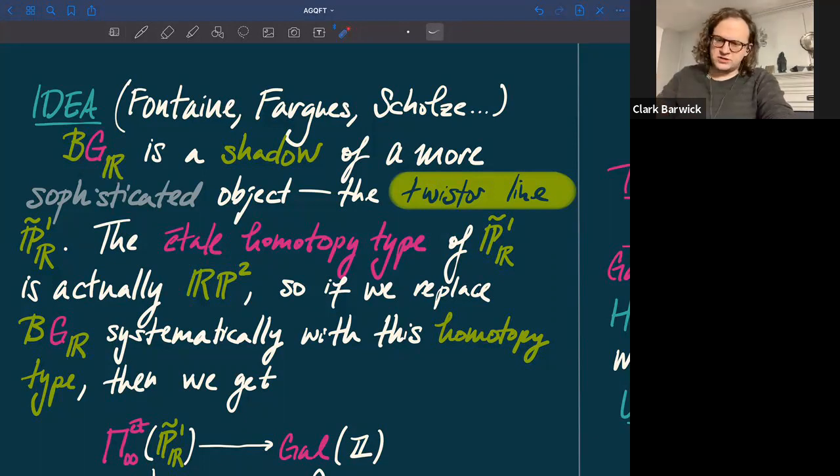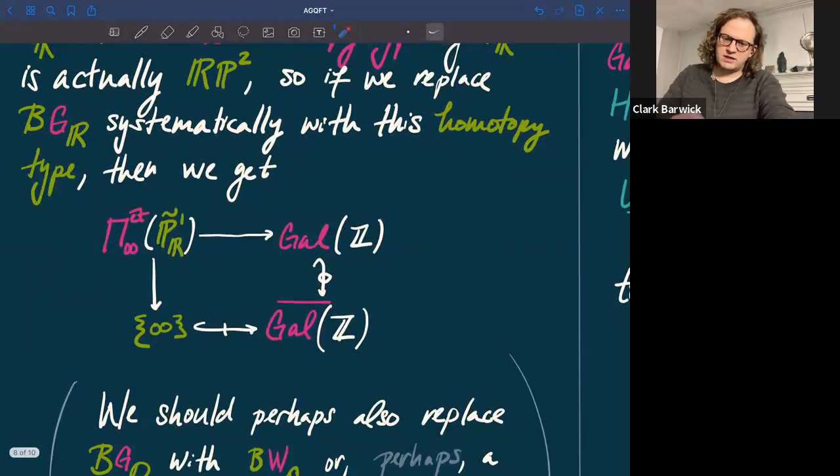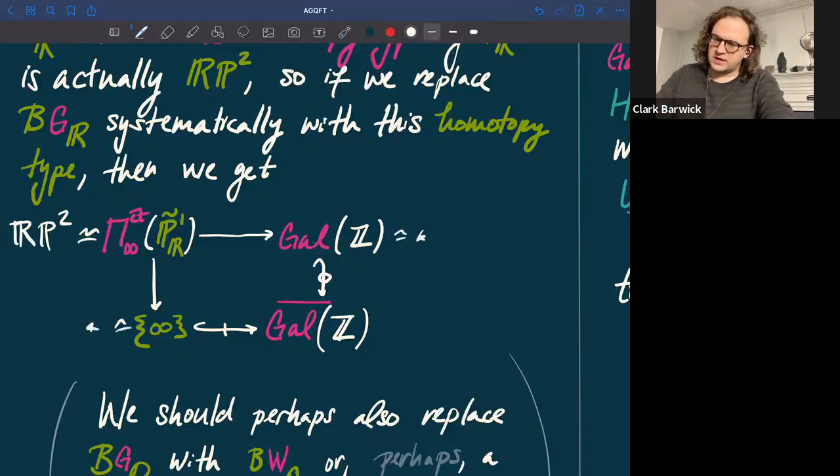So you could just sit down if you wanted to and replace BG_R in the pushout that we saw on the previous page with the étale homotopy type of the twistor line. If you do that, well, then here we have RP2. And once again, we have point and point. And when we form our homotopy pushout, we're going to end up with the suspension of RP2.